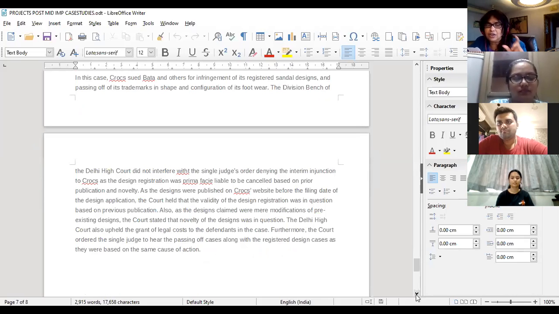The court stated that the novelty of the design was in question. So the Delhi High Court also upheld the grant of legal cost. Lawyers' cost is lakhs of rupees when we appear in the court for a particular corporate. One hearing we may charge lakhs so that we get a temporary injunction, while the way we argue in the court. So lakhs of rupees as legal expenses also have to be paid by the defendant.